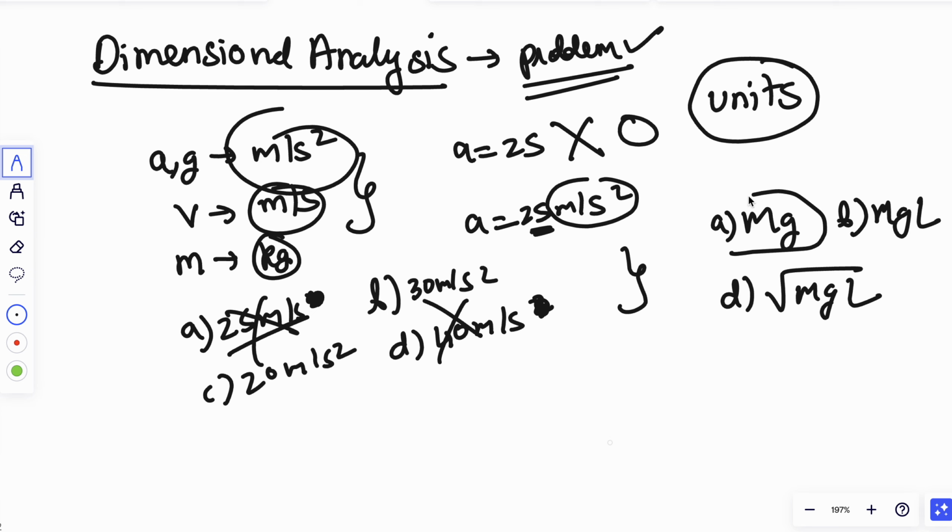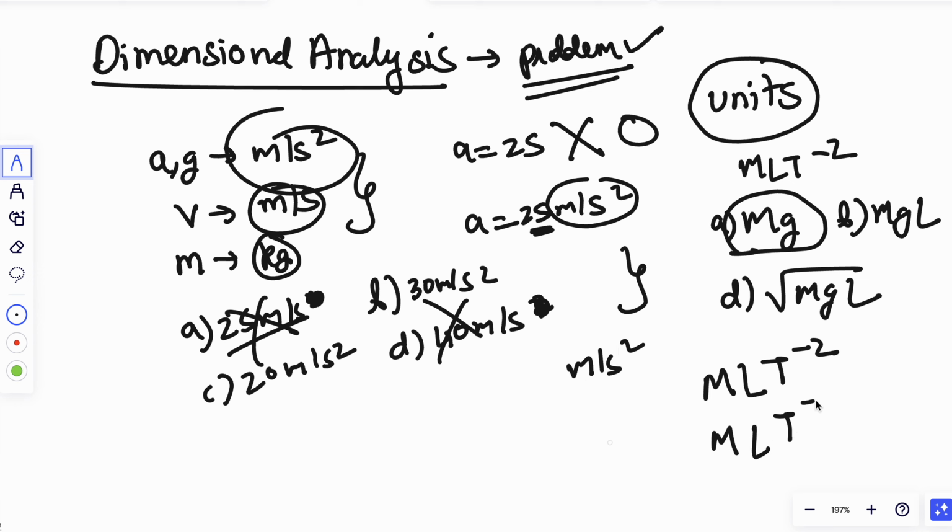In such questions, you can quickly identify that this is right: M L T to the minus 2. What is this? M is kgs, the mass. L is the length, T is the time. And what is g? g is meter per second square, so meter is length, and second square is T raised to minus 2, right? If you want to understand dimensional analysis in depth, you can comment and I will make a video on it. But for now, I am explaining what type of problems can be solved using dimensional analysis. Wherever the options are in terms of variables, you can use dimensional analysis.